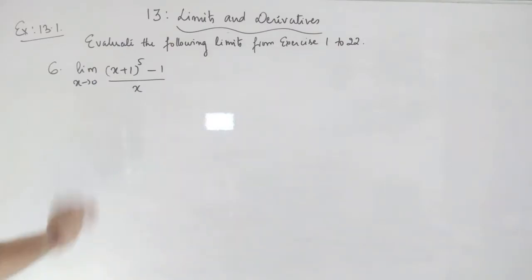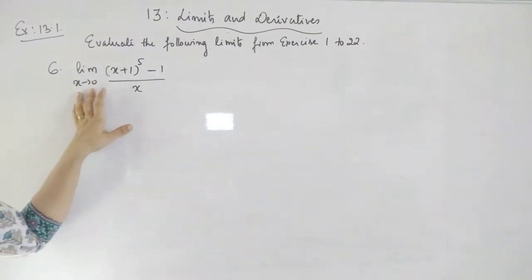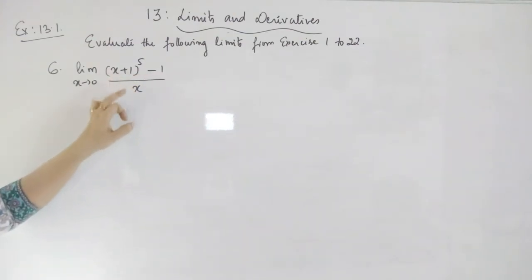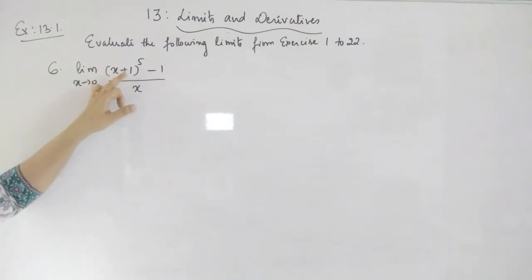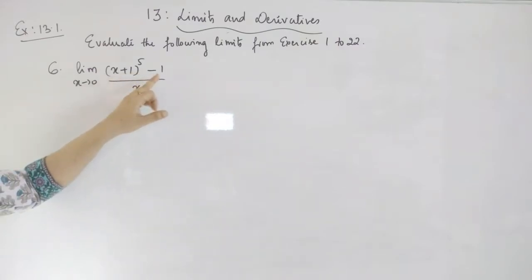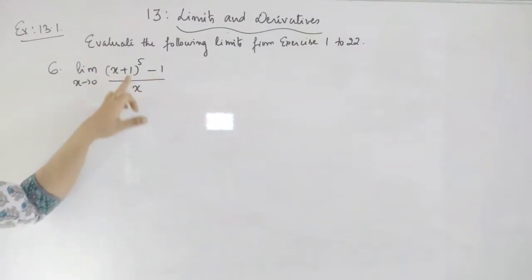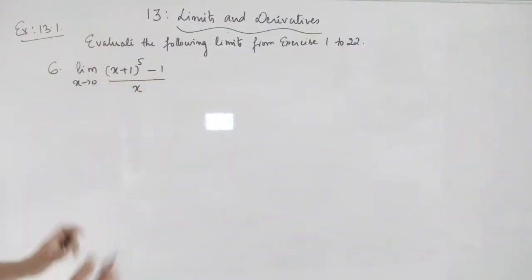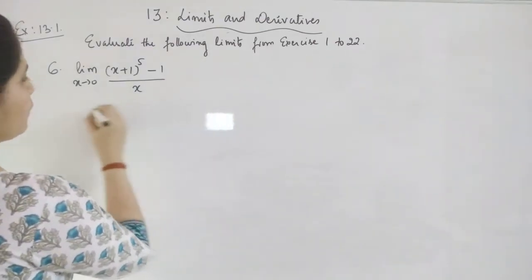Question number 6 is limit x tends to 0 of (x plus 1) the whole raised to 5 minus 1, divided by x. Now when you replace the value 0 in the numerator and denominator, what you are getting is 1 raised to 5, which is 1, 1 minus 1 is 0, and in the denominator also 0. So it is of the form 0 by 0, right?